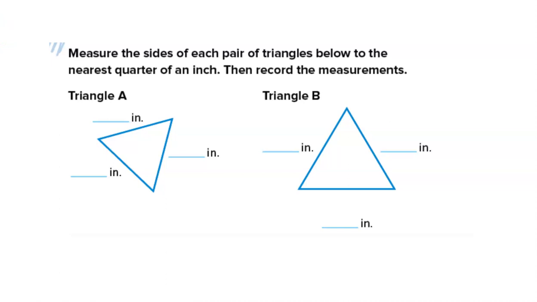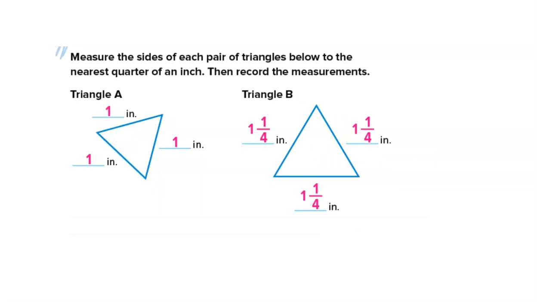So they would like us to measure the sides of each pair of triangles. We are not going to measure on this video, so I'm just going to show you the lengths. So triangle A, you'll notice that all sides are the same length. Each side of triangle A is 1 inch. For triangle B, you will notice that all 3 sides are the same length too. So each side of the triangle is 1 1/4 inches long.